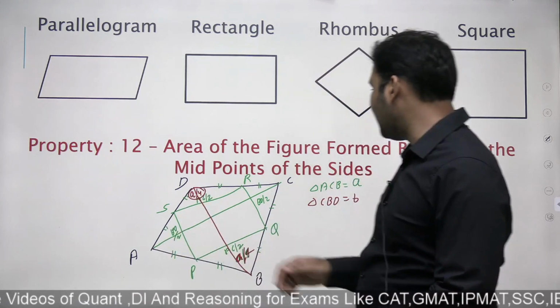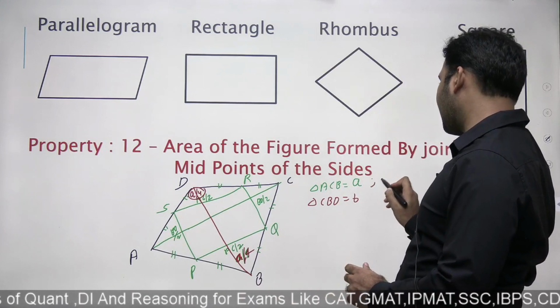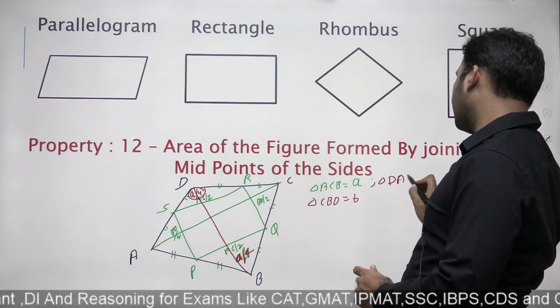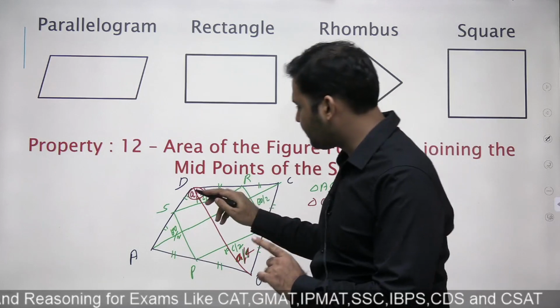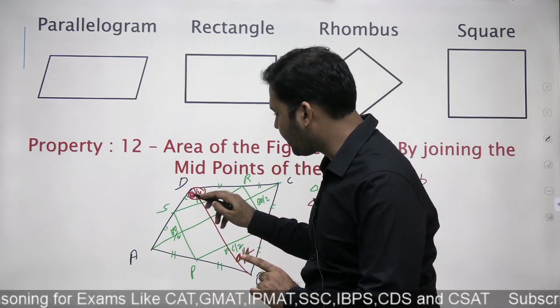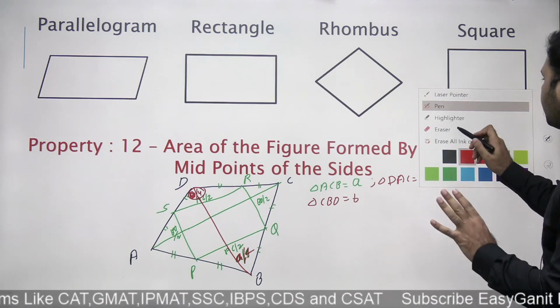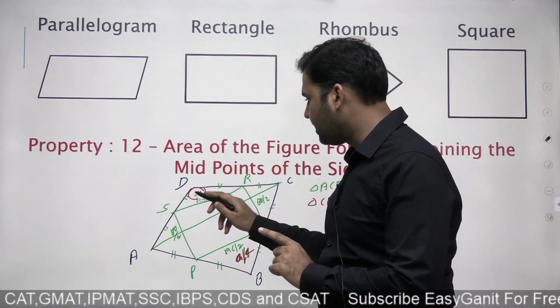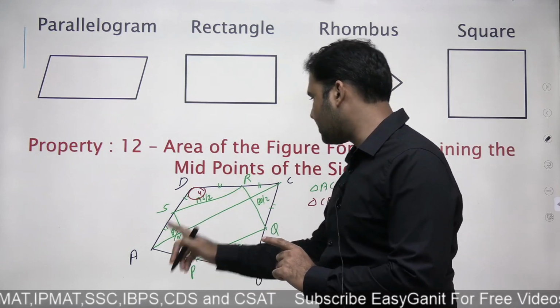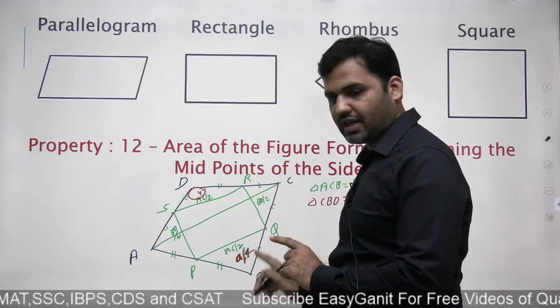Let's assume that the DAC area, let's say that the triangle DAC area is B. So this will be B by 4, not A by 4, right? Let me correct it here, because this is any random quadrilateral. So I cannot say that the area of this triangle, that means ADC, will be the same as the area of this triangle ACB, right?